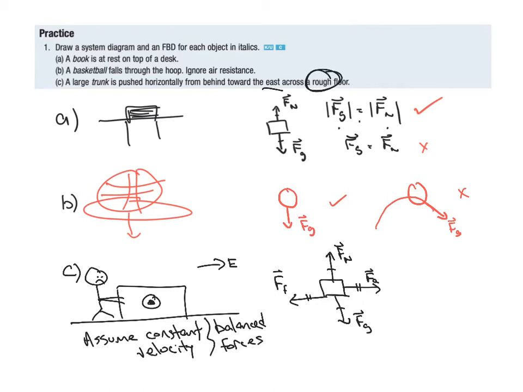All right, so that's a free body diagram there. I can write these statements as well. Force of gravity is equal to the normal force in magnitude. Applied force is equal to the force of friction in magnitude.